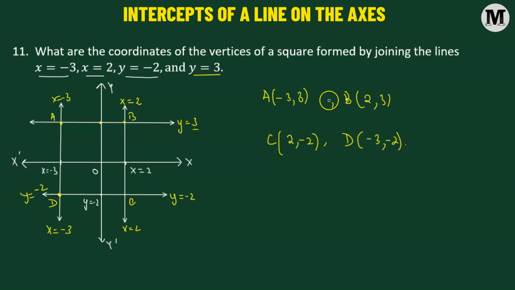So this is how we can use the intercept form to find the coordinates of the vertices of the square formed by the lines x equals -3, x equals 2, y equals -2 and y equals 3. So this is the end of the lecture. Today we have discussed the intercepts of a line.